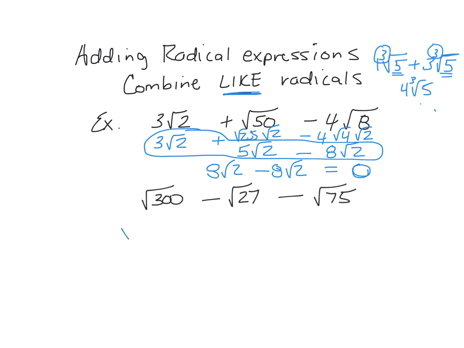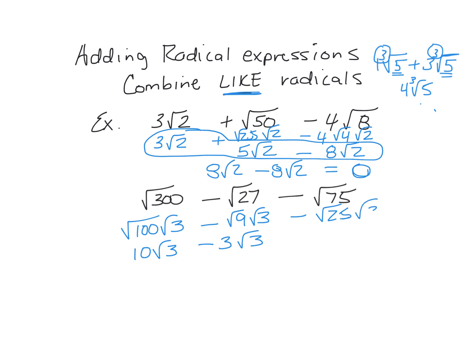This next one, the root of 300, I could break into root 100 times root 3, which is 10 root 3. The root of 27, I could break into 9 and 3, so that'd be 3 root 3. And 75, I could break into 25 and 3, which would be 5 root 3.